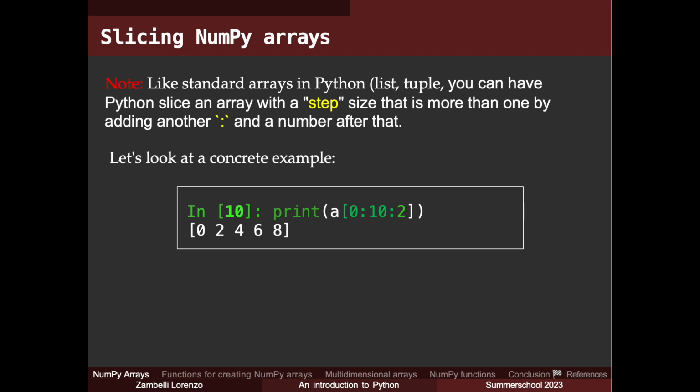between 0 and 10, so the entire array, but with step size 2, so indeed 0, then at position 2 we get 2, and so on, as we can see in the example. Negative step size works as well, if you are wondering.